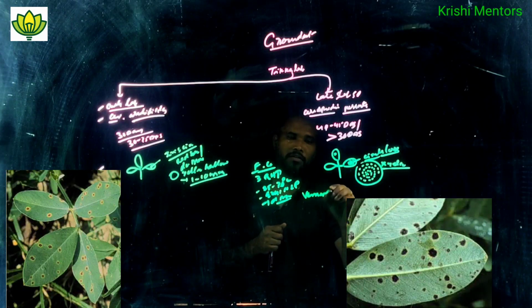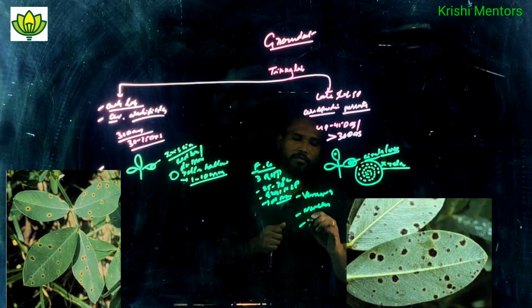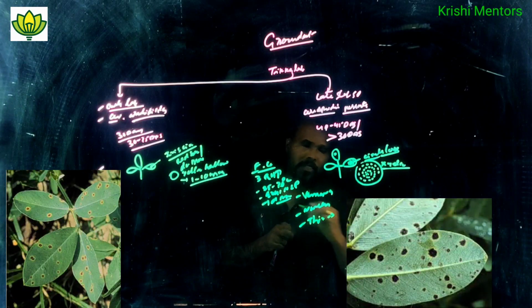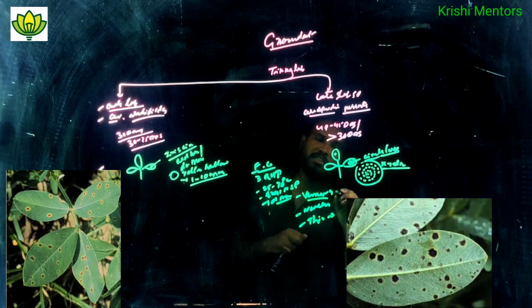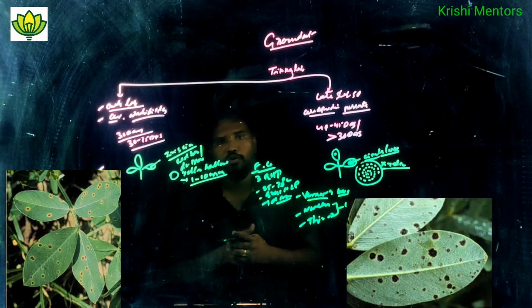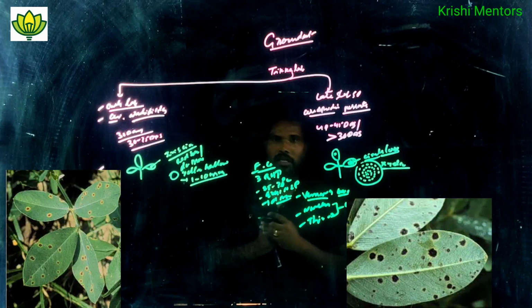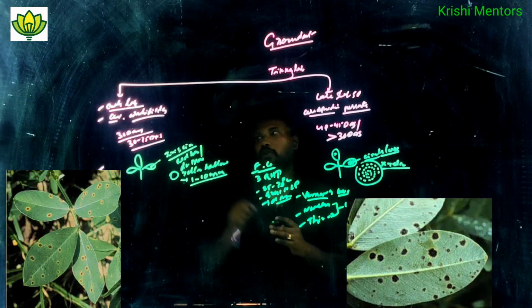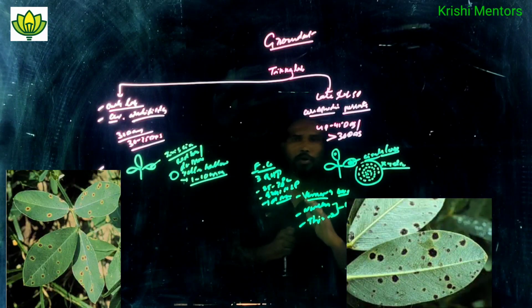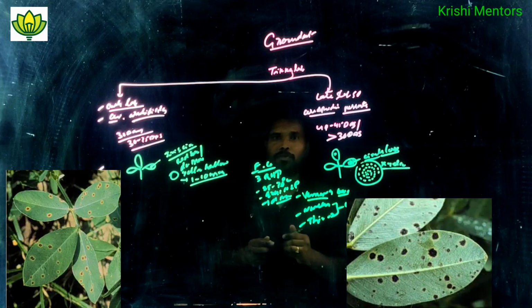Vemana, Naveen, Tirupati 3. So Vemana is resistant to both early and late leaf spot. Naveen and Tirupati 3 are early leaf spot resistant, and we have to go for the spraying of Carbendazim, chlorothalonil and mancozeb for the control of the Tikka leaf spot. So this is about the leaf spot.